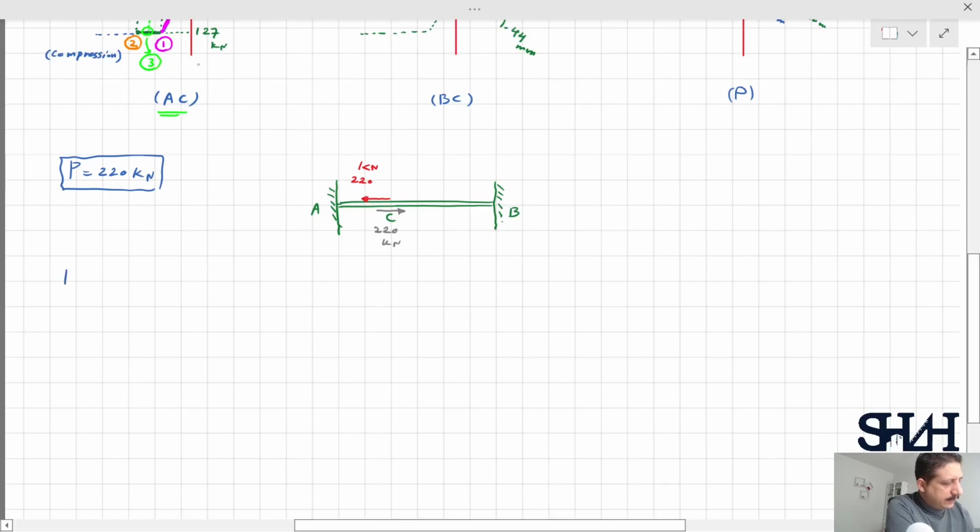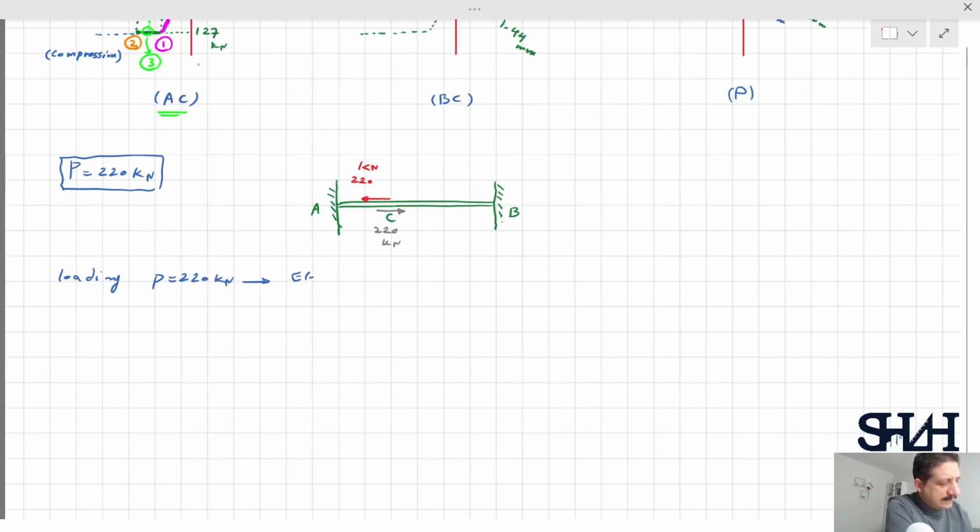So I will write down loading P equals 220 kilonewton. So the elastic relation between AX and BX is not valid anymore. It means that we cannot write delta C is FL over AE. One would think that, okay, I do not know how to do it.